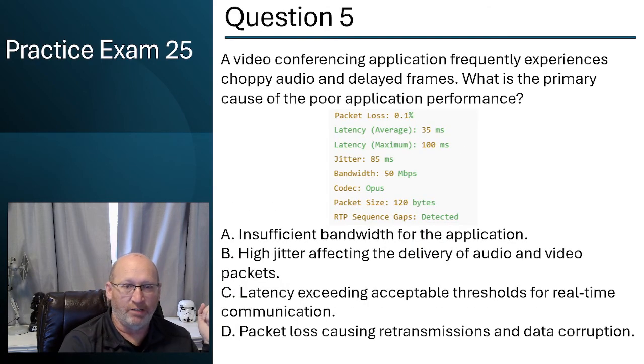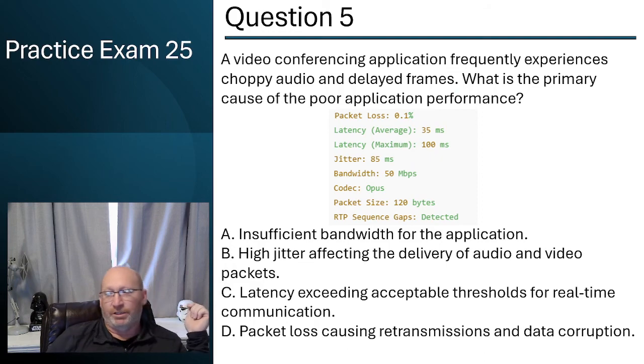There it is. All right, question number 5, last question for the day, of course. A video conferencing application frequently experiences choppy audio and delayed frames. What is the primary cause of the poor application performance? What do you think on this one? We have quite the log here.